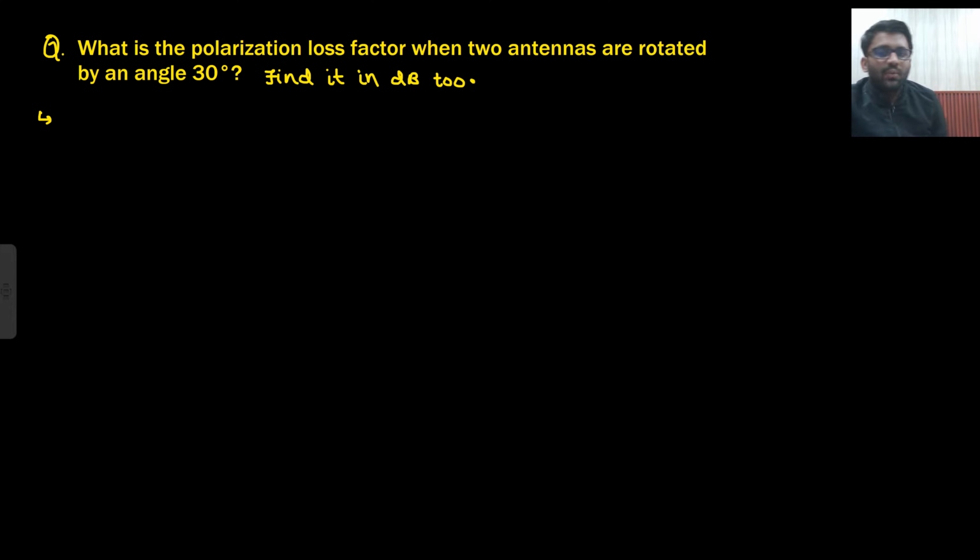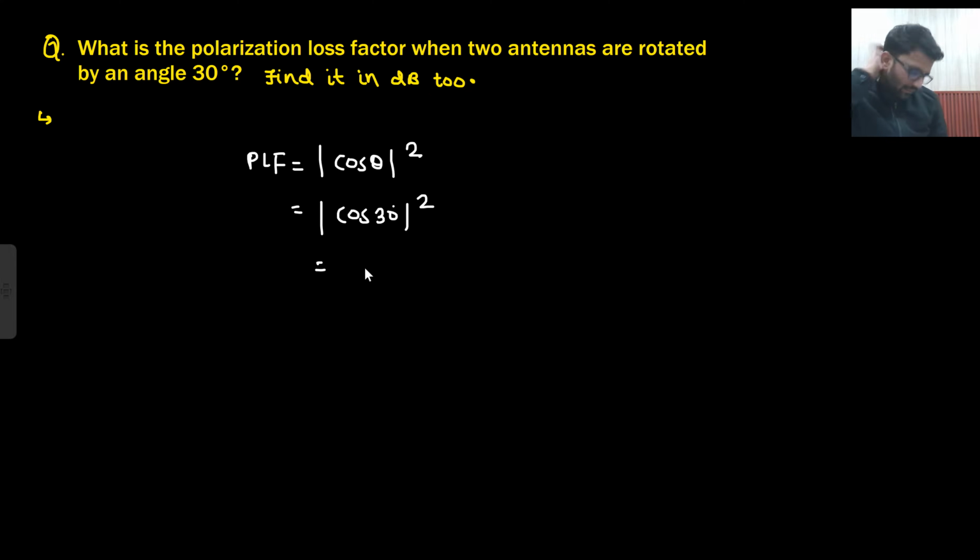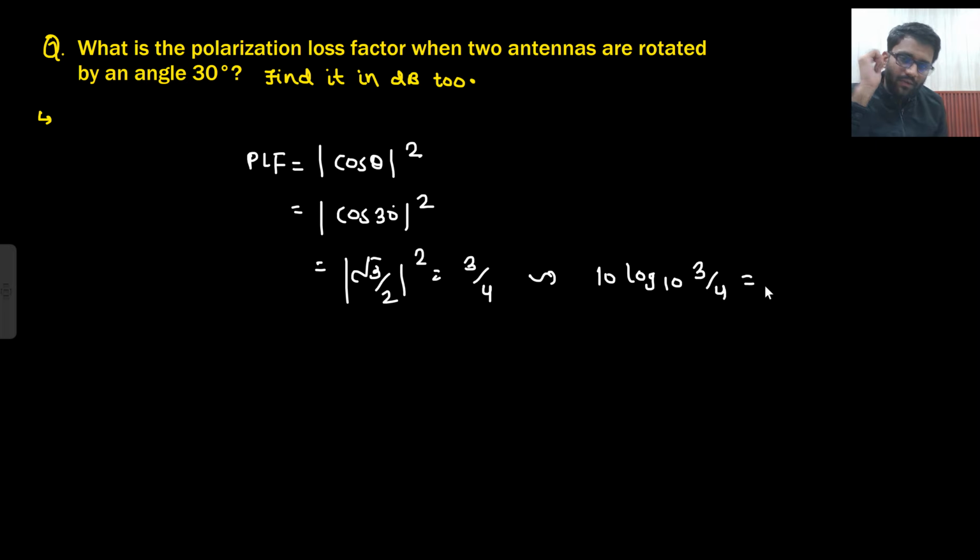Now what is the polarization loss factor when two antennas are rotated by an angle of 30 degrees? So now they have an angle difference of 30 degrees. So they are rotated by 30 degrees. You need to find it in dB. So what will be the answer? Polarization loss factor would be cos theta square. So cos 30 square, what will that be? Under root 3 by 2 square. That would be 3 by 4. So if I need to find it in dB, what would that be? 10 log 3 by 4. So 0.75 log into 10, that is minus 1.24.